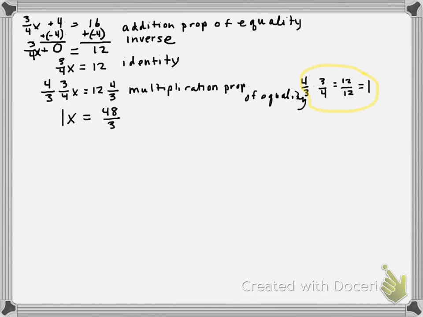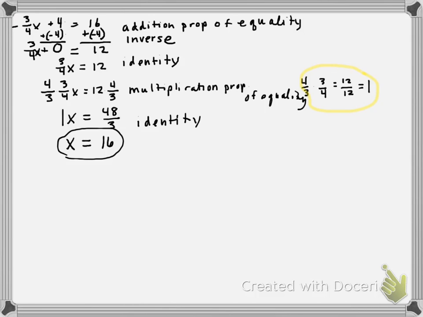Now 1x, 1 times x is really identical to x. That equals 48 divided by 3, which is 16. Now when we took away that 1, 1x is the same as x. That's identical. That's the identity property. And there's our solution. X is isolated. We have our solution of x equals 16.